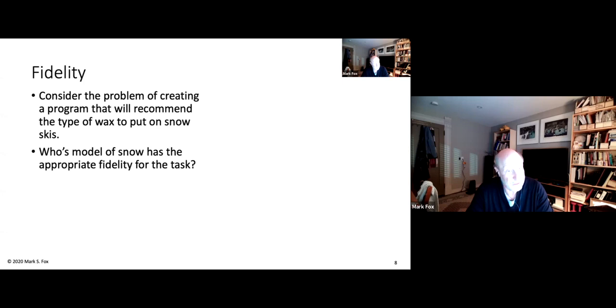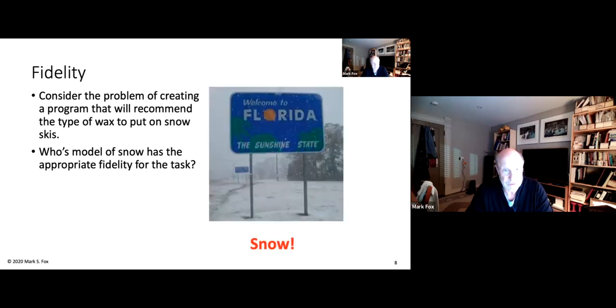Now, you may not have thought that there are different models of snow, but if you're from a warm climate, whether it be Florida or Singapore or the southern areas of China, your model of snow is very simple. It maybe has two properties: color, white; temperature, cold. And even from a temperature point of view, it's an abstraction. It's either cold or not cold.